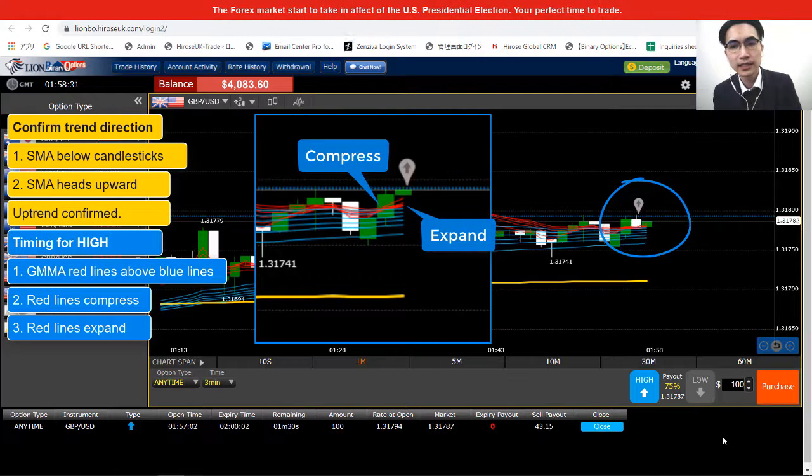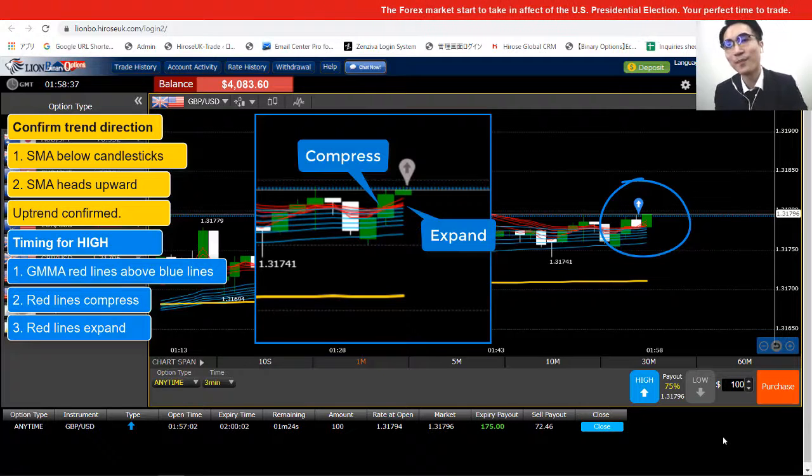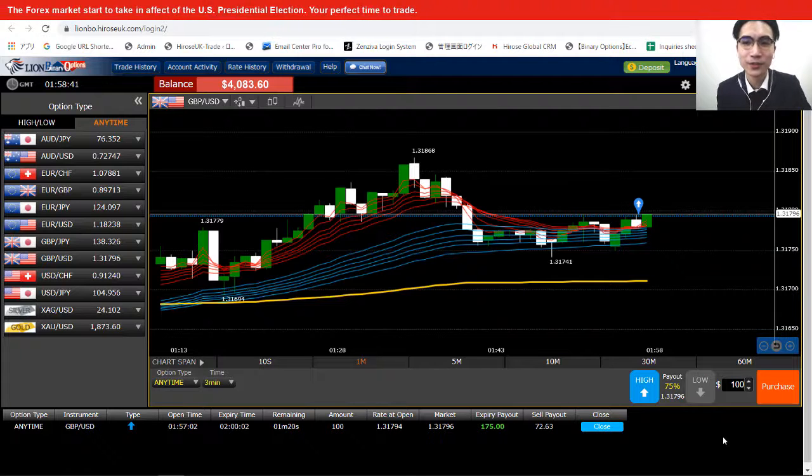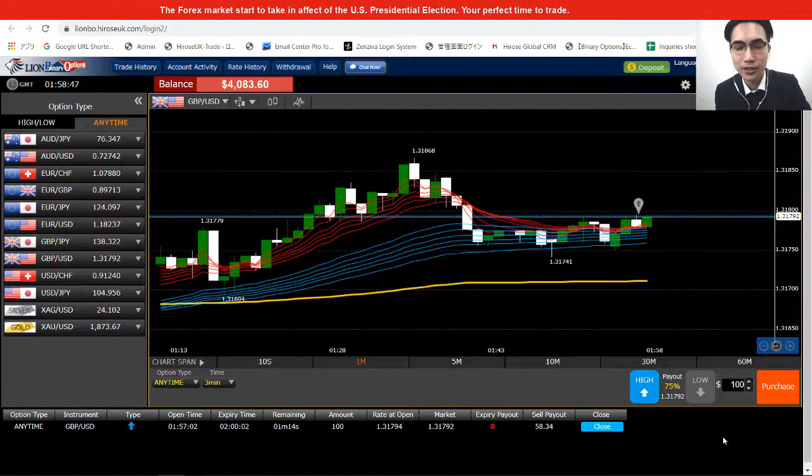So that's what I did there. Now I still have quite a long time left, and the price was going against me, but after a while it started to move into my favorite direction, and I need not worry on this trade here.